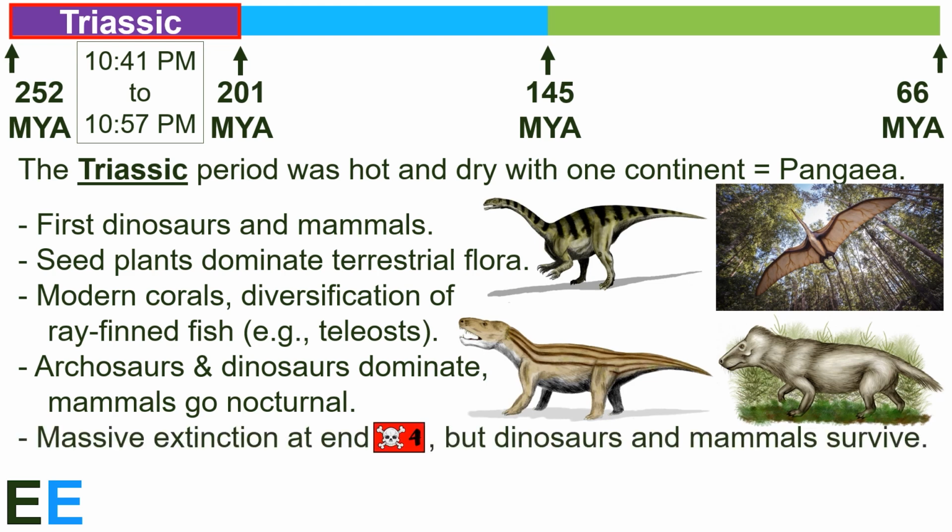The Triassic ends with a massive extinction, the fourth of our major extinctions. Conodonts, which had been living in the oceans since the Ordovician, go extinct. On land, about 40% of terrestrial tetrapods go extinct, including many amphibian and archosaur species. But dinosaurs and mammals survive the end-Triassic extinction event.